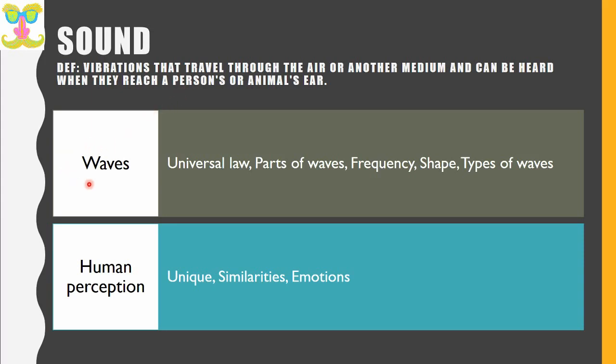So sound is made up of waves. There's a lot that can be described in waves. Waves are all around us. It's a universal law of waves, and so we'll touch on that and the parts of the waves, the frequency, what that does to a sound, the shape of a sound, and the different types of waves and what they sound like. And we kind of already went over all that. Human perception: everyone has their own unique tastes, similarities, the hearing range, and emotions.